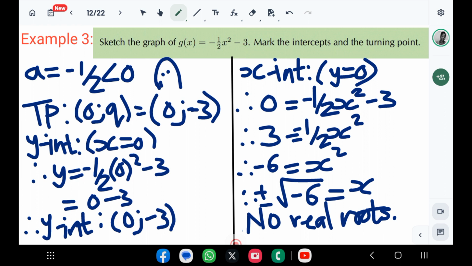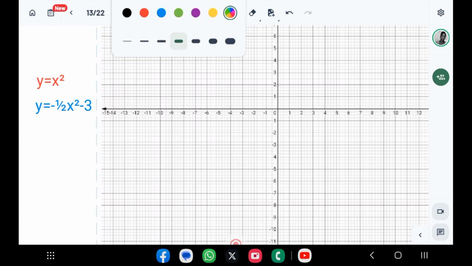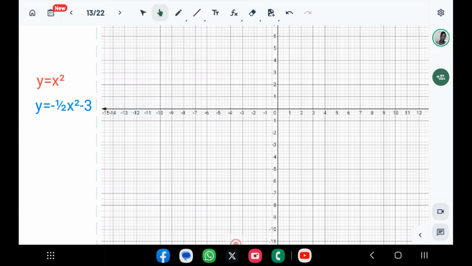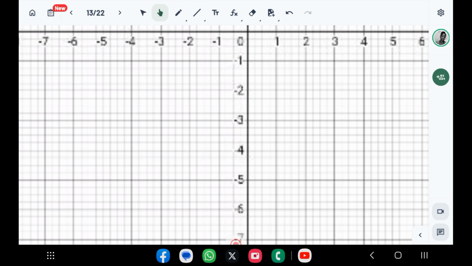Now let's plot these points on the Cartesian plane. We've got the turning point as (0, -3). It's the blue graph. That's where the blue graph sits. Then our graph is looking down because our arms are facing down.